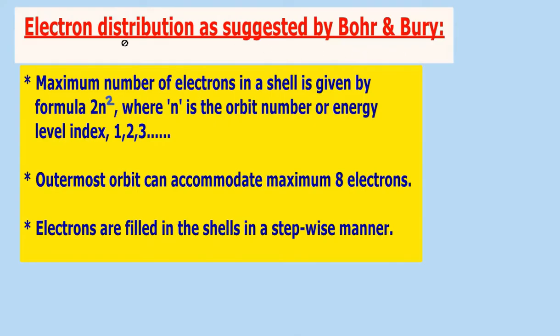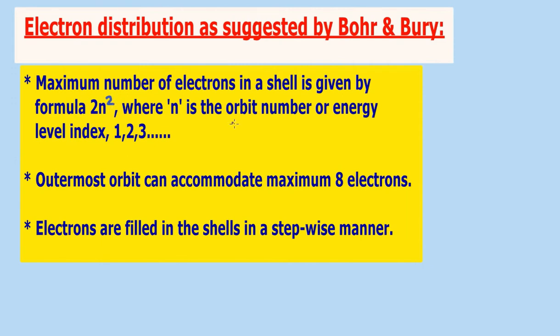Bohr and Bury suggested a scheme for electron distribution in the atom, and according to this scheme, the maximum number of electrons in a shell is given by the formula 2n², where n is the orbit number or energy level index like 1, 2, 3, etc. So how can we calculate the maximum number of electrons in a shell? By using this formula 2n².